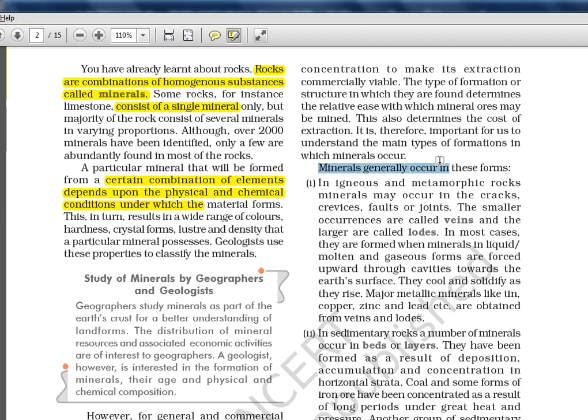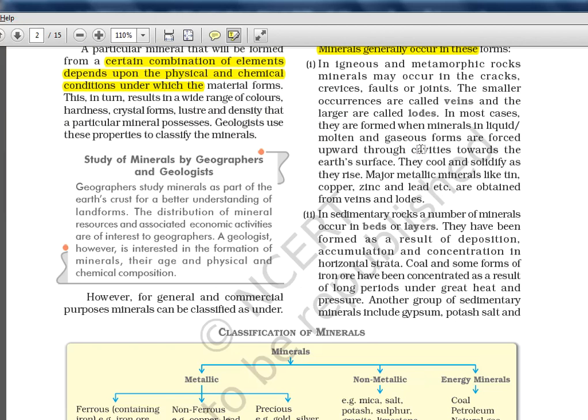So minerals generally occur in three forms. Okay, first is in igneous and metamorphic rocks. You know, the hard rocks, where minerals may occur in the cracks, crevices, faults, or joints. The smaller occurrences are called veins, and the larger are called lodes. Okay, just terminology in geography. Smaller occurrence is veins, and larger one is lodes. In most cases, they are formed when minerals in liquid, molten, and gaseous form are forced upward through cavities towards the Earth's surface. So from these gaps, they are forced upwards, and that is how you get minerals from the hard rocks. Some examples are tin, copper, zinc, lead, etc. We'll see all these things in detail anyway.